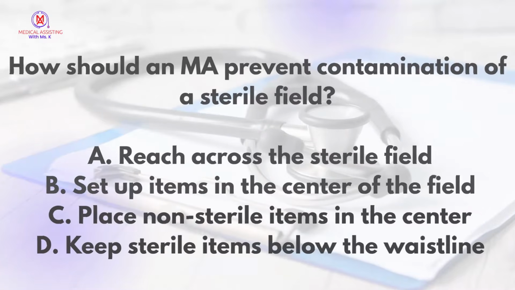How should an MA prevent contamination of a sterile field? A, reach across the sterile field, B, set up items in the center of the field, C, place non-sterile items in the center, or D, keep sterile items below the waistline. A, B, C, or D.